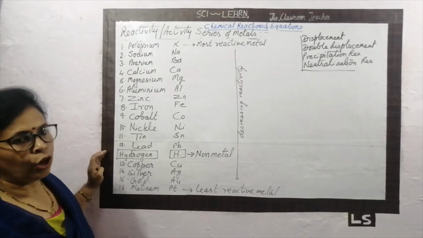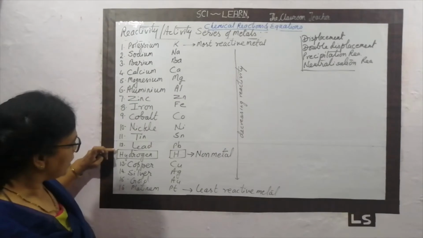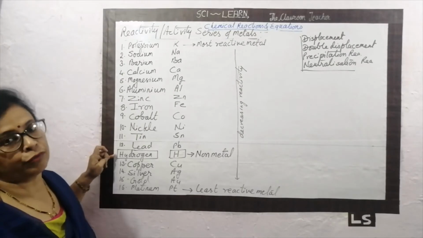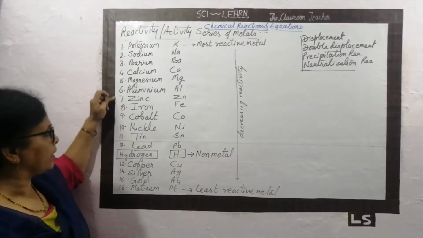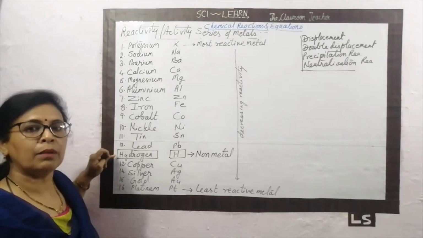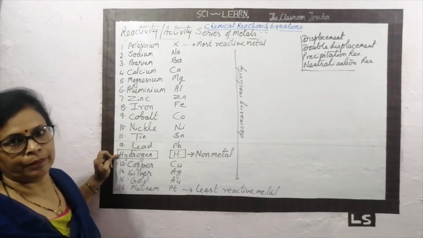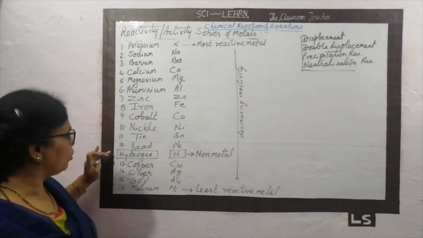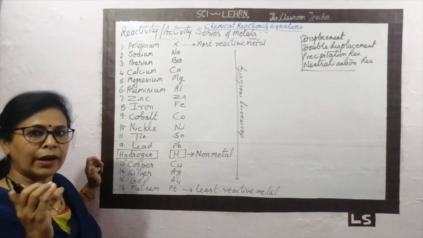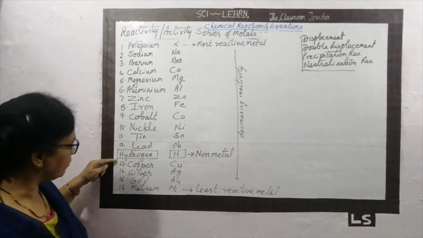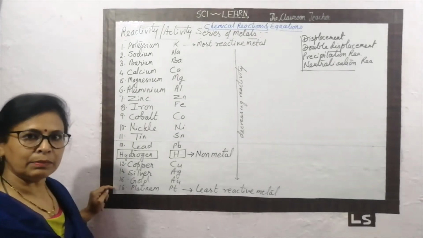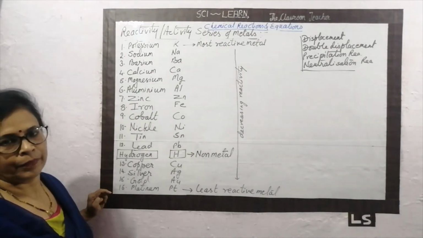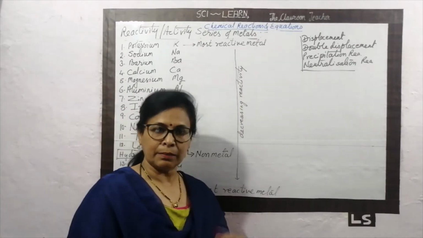It indicates that all the metals placed above hydrogen are able to displace hydrogen from its compounds. All these metals are able to break the bond in the compounds in which hydrogen is present. But the metals placed below hydrogen are unable to displace hydrogen from their compounds. Why is hydrogen placed in the metallic series?